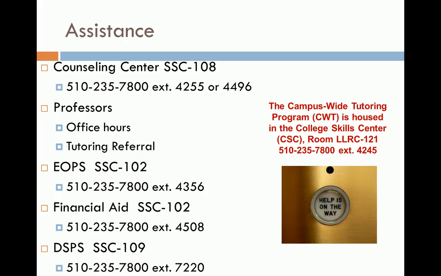EOPS can help provide extended financial assistance with books, as well as a great deal of academic support. The Financial Aid Office can assist you with understanding what type of financial assistance you are eligible for based on your individual circumstances. And finally, if you have a physical, emotional, or learning disability, or need to be tested for one, DSPS can help determine what accommodations, if any, you may be eligible for.